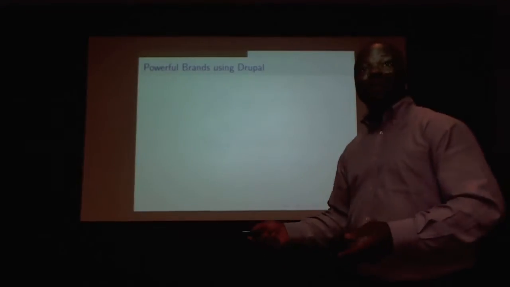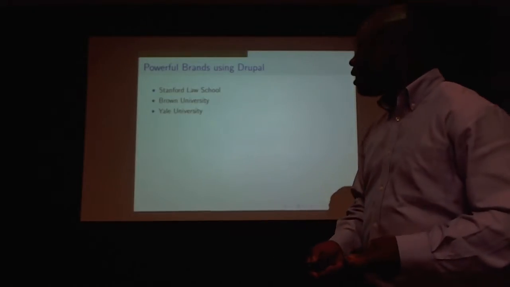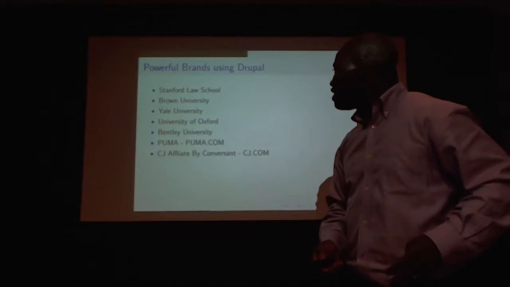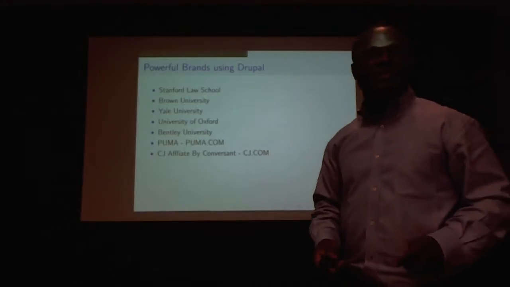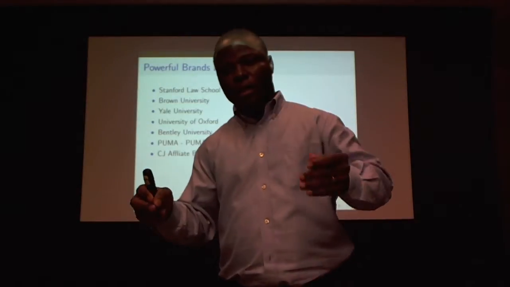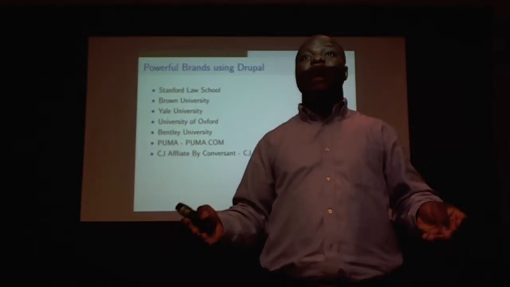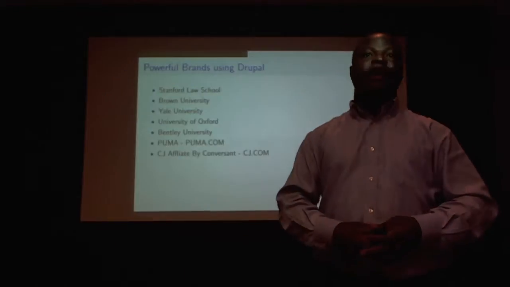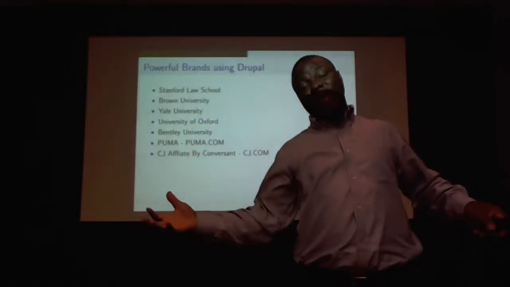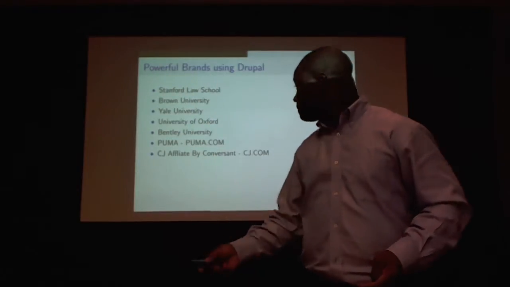So there are more powerful brands using Drupal. Stanford Law School, they're using Drupal. Brown University, they're using Drupal. Yale University, they're using Drupal. University of Oxford, Bentley, Puma, CJ. Is anyone familiar with CJ? CJ is the largest affiliate company in the United States. It's called Commission Junction, now affiliated with Conversant. A lot of internet marketers leverage it to get paid on referral marketing, especially with affiliate links and all that.